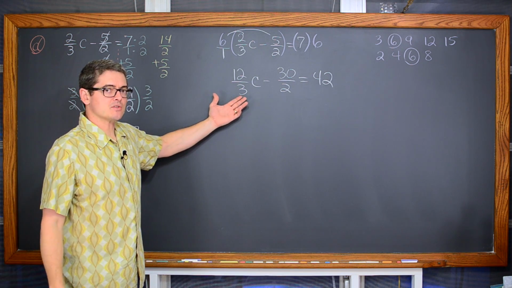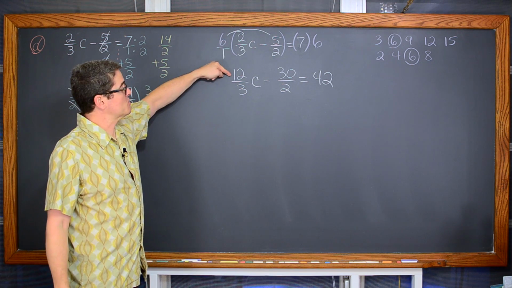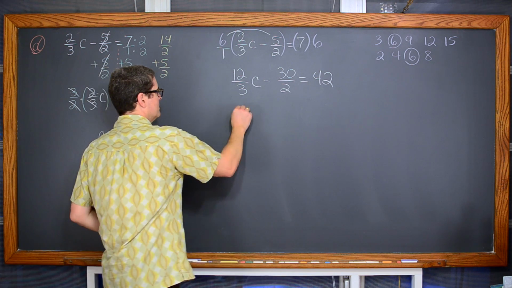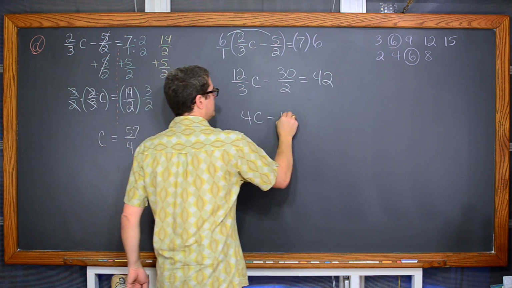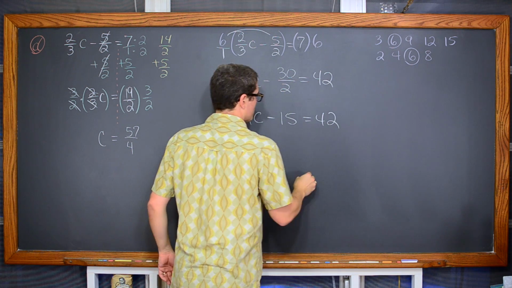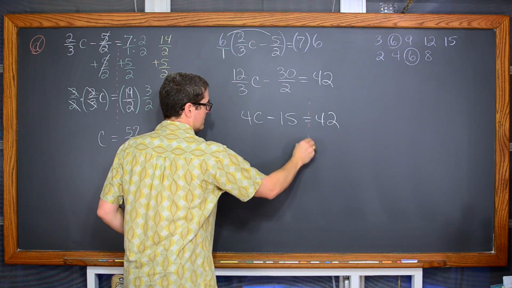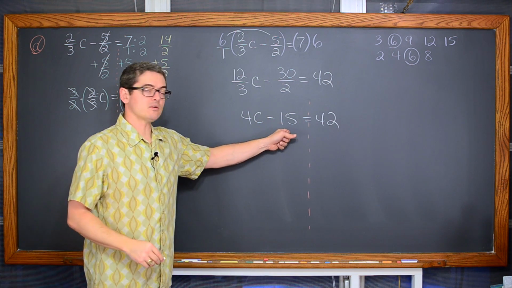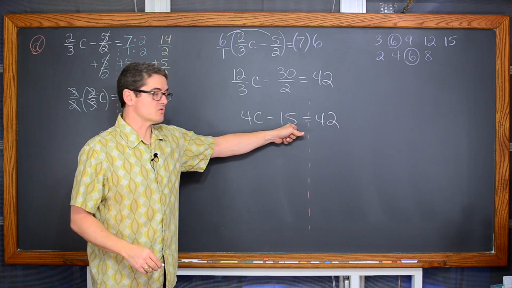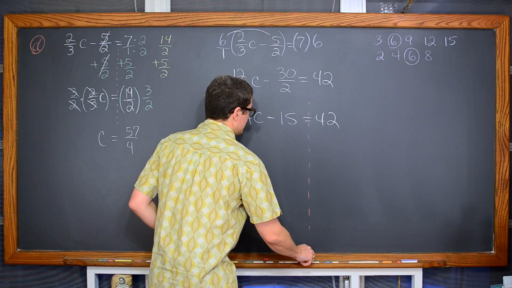Well, I still have fractions, right? What was the point of this? But 12 divided by 3 is equal to 4. And then 30 divided by 2 is equal to 15. That's 42. And now again, I got an equation. It's got a left and right hand side. We're going to find on the left hand side the variable and a subtraction of 15. The inverse of that is addition.